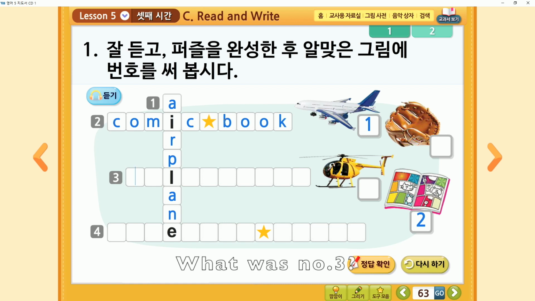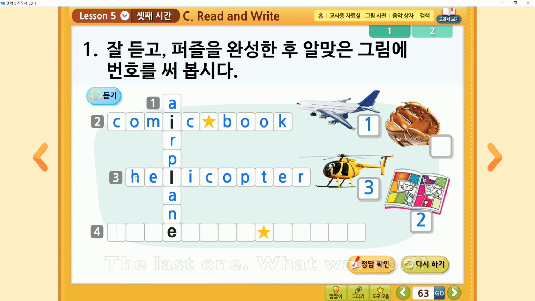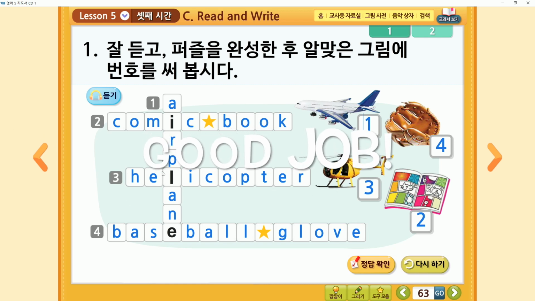Good. And what was number three? Yes, helicopter. So how do we spell helicopter? H-E-L-I-C-O-P-T-E-R. And the last one, what was number four? Yes, baseball glove. So how do we spell it? B-A-S-E-B-A-L-L and G-L-O-V-E. Good job.